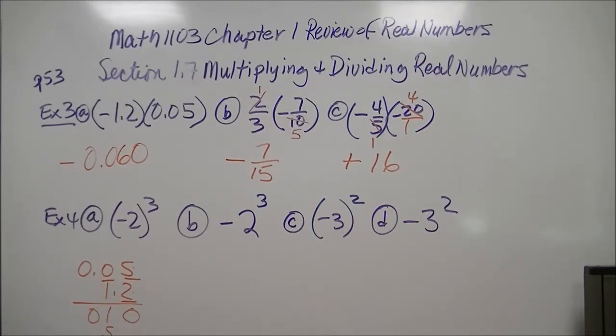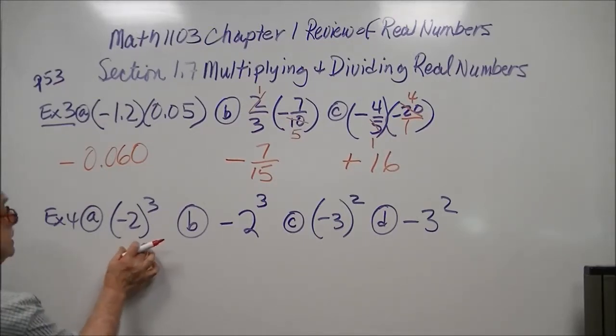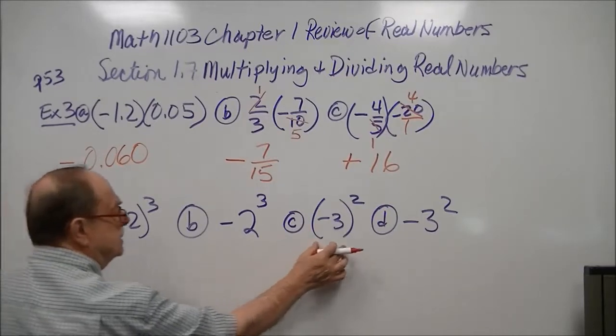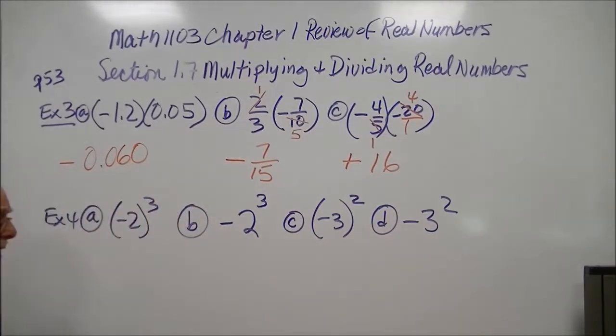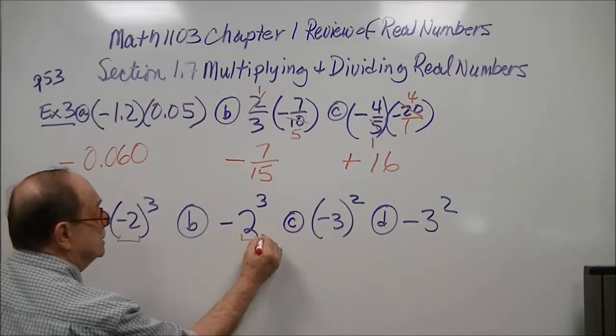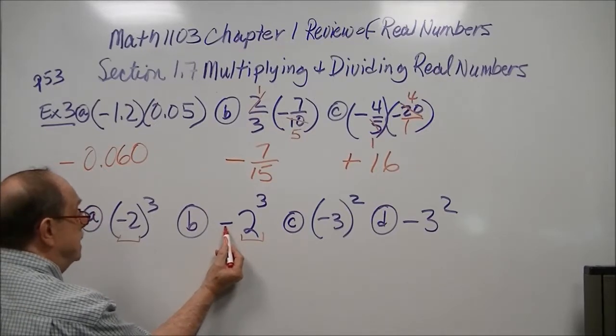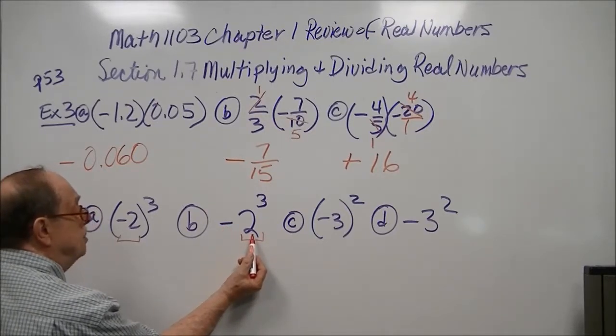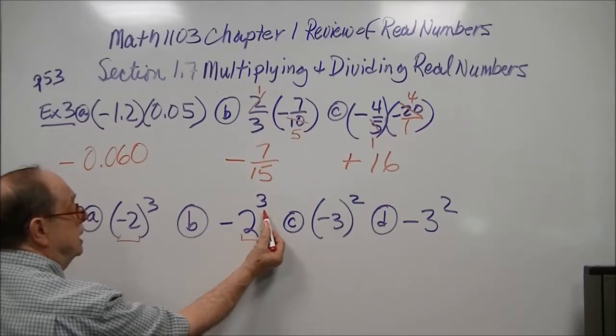Now, as we go on to example 4, we're looking at exponents. And notice that this and this look like they're the same, but there is a basic difference. Here, our base is a negative 2. Here, our base is a positive 2. The negative sign is not included in the base that we are cubing.